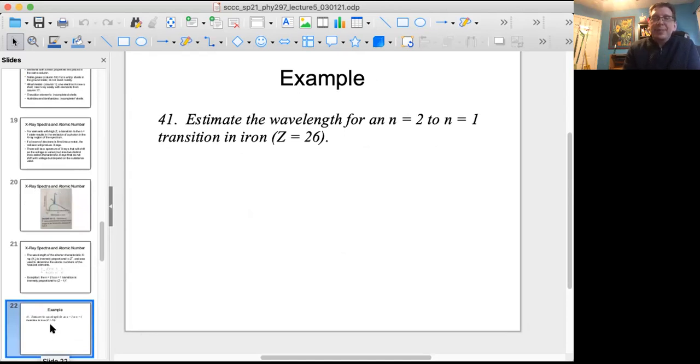So now we do an example. Estimate the wavelength of an n equals 2 to n equals 1 transition in iron. So Z is equal to 26. Here again, because it's n equals 2 to n equals 1, you want Z minus 1 squared, not Z squared. So we'll set this up.